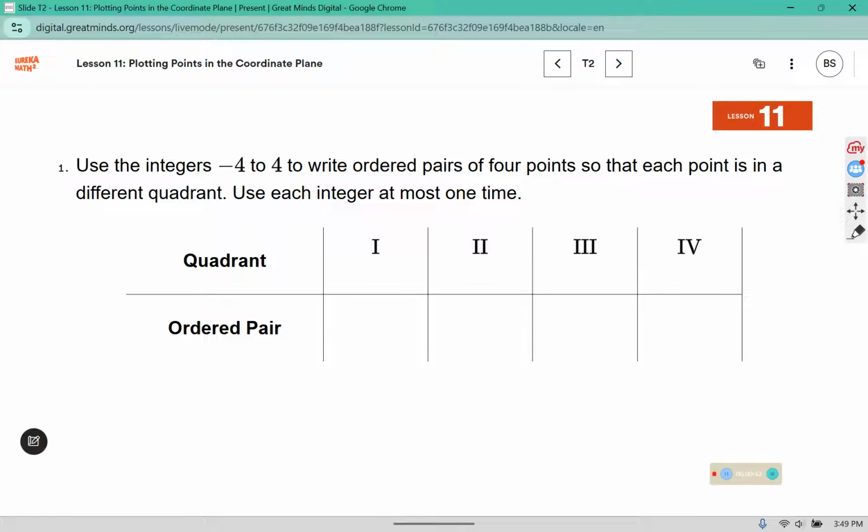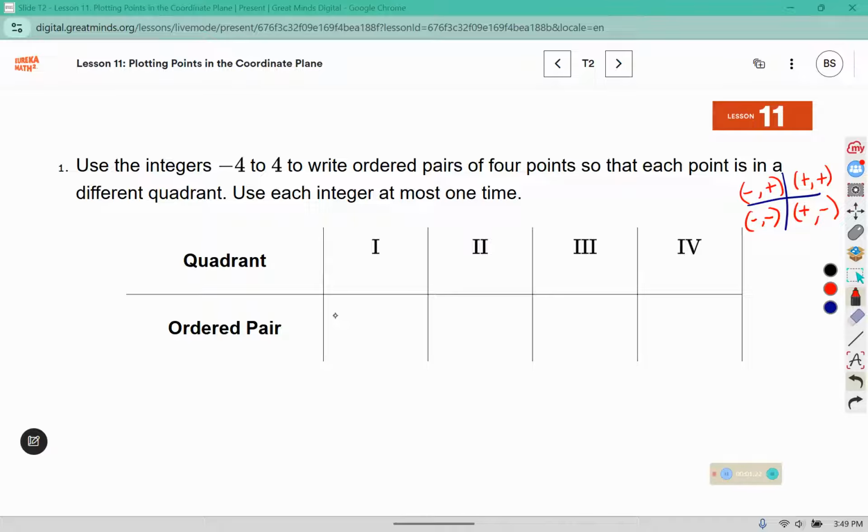Use the integers -4 to 4 to write ordered pairs of 4 points so that each point is in a different quadrant. Use the integer at most 1 time. So we have the coordinates in this first quadrant. It is positive, positive. In the second quadrant, we go left first and then up. So left is negative and up is positive. Again, left is negative, but down is also negative. This time we go right first, which is positive, and then down, which is negative.